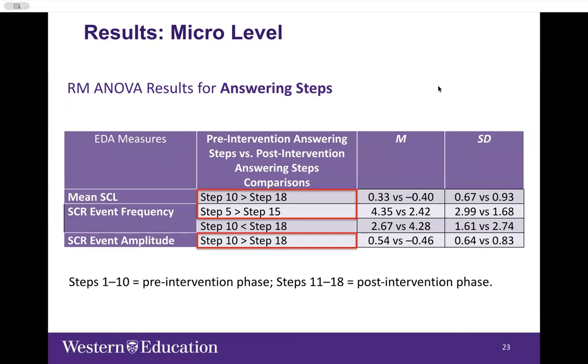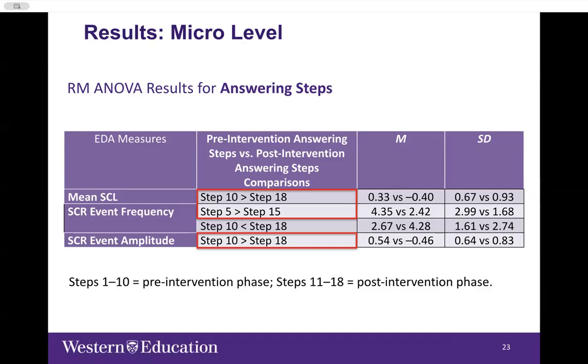Let's now turn to the micro-level analysis, which examined emotional arousal across the 3 task steps: pre-listening, listening, and answering. Today, as an example, I will only present the answering steps results. In answering steps, mean SCL was significantly higher in step 10 than in step 18. This supports the calming effect of the music intervention.